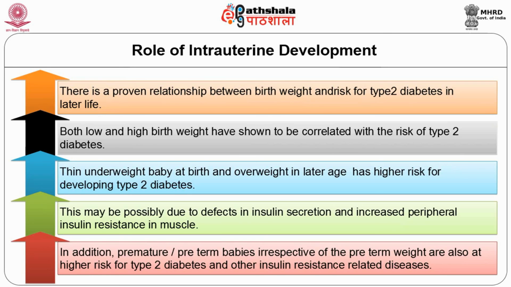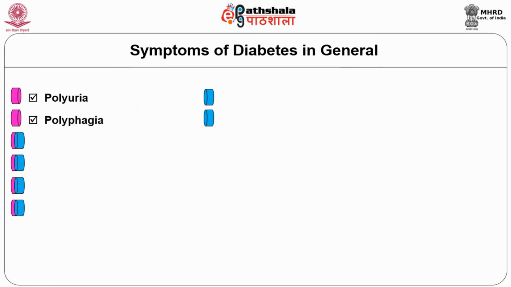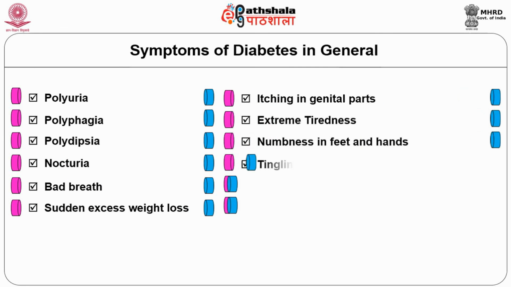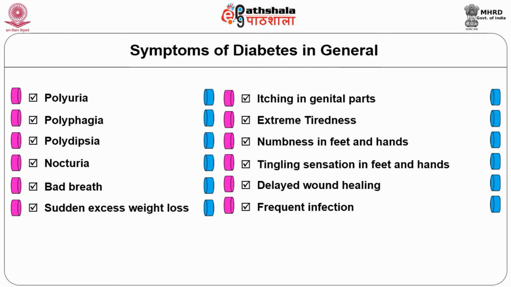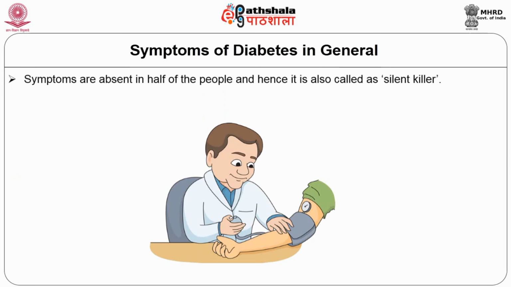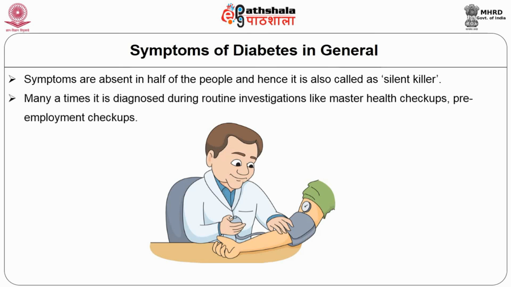Role of intrauterine development has been widely researched. There is a proven relationship between birth weight and risk of type 2 diabetes in later life. Even low birth weight and high birth weight are also associated with type 2 diabetes. A thin underweight baby having excess body fat, called thin fat Indian syndrome, has higher risk for type 2 diabetes. This may be possibly due to defects in insulin secretion and increased peripheral insulin resistance in muscle. In addition, premature or preterm babies are also more prone to risk of type 2 diabetes due to catch-up growth in the later adolescent phase.